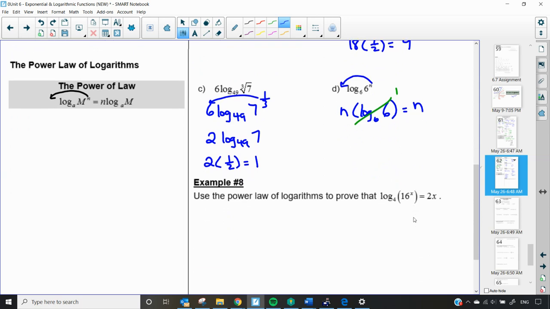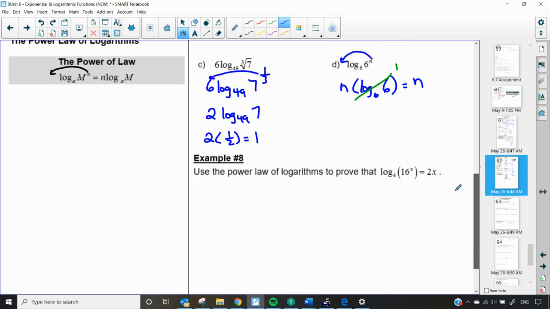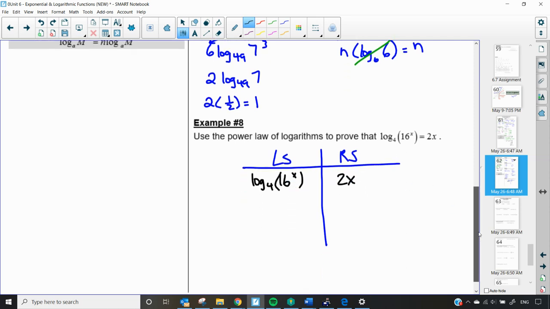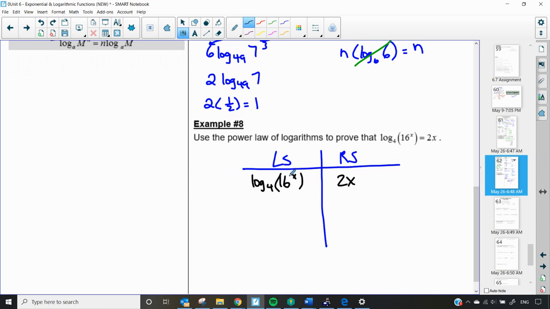All right, last question here. It asks us to use the power law of logarithms to prove that log base 4 of 16 to the x is the same as 2x. So again, using proofs, we're going to set up our left side, right side. We've got on the left side log base 4 of 16 to the x, and we want to show that that is equivalent to 2x. So first thing we're going to do is bring our x forward. So we're going to have x times log base 4 of 16.